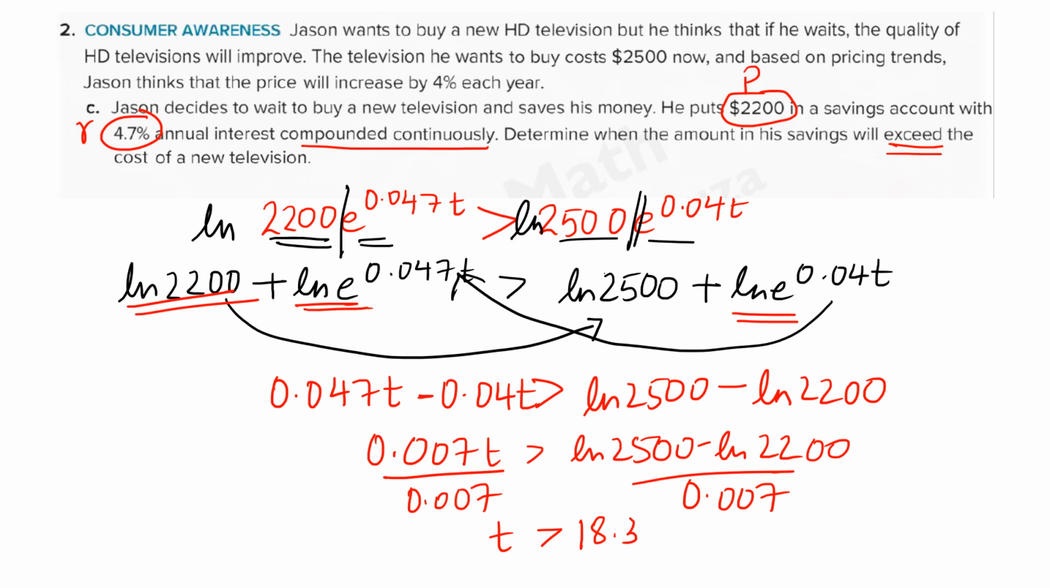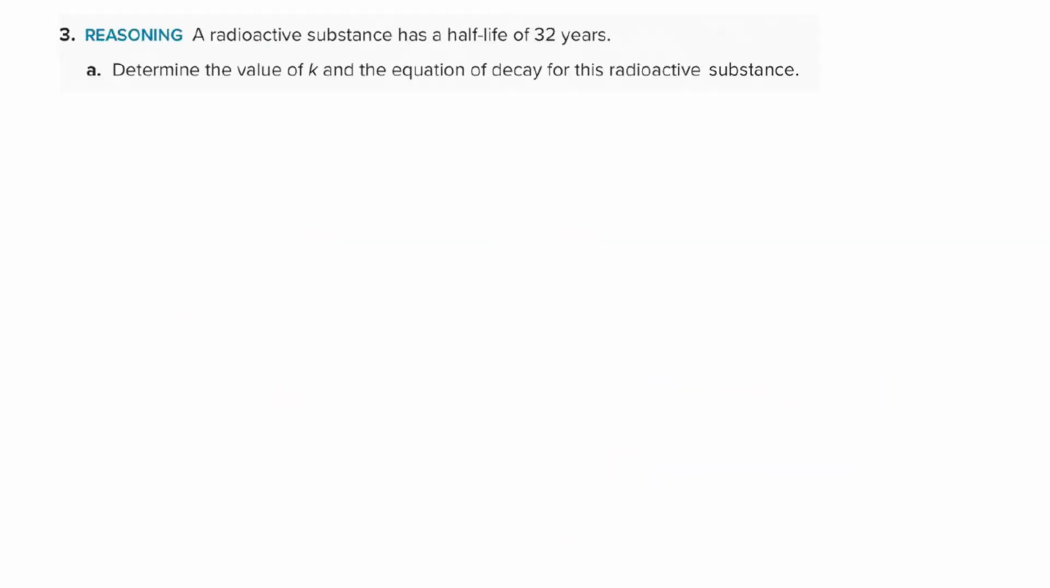So we wanted to determine when the amount in the savings will exceed the cost of the new television. So after 18 years, 18.3 precisely, the amount in Jason's savings will surpass the cost of a new HD television. As you can see, now we've completed the whole question, part A, part B, part C. Part C was a little different in the sense that here we had an exponential inequality.